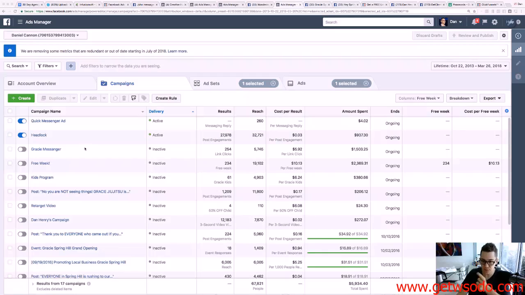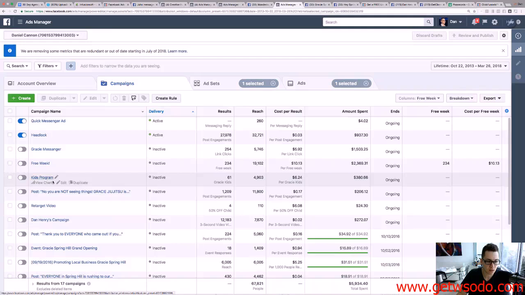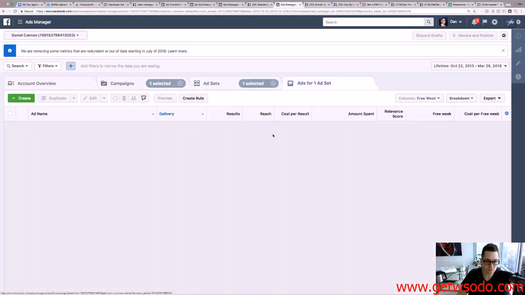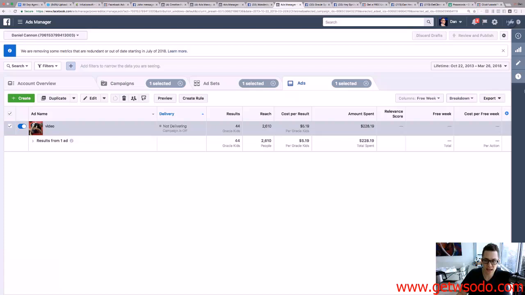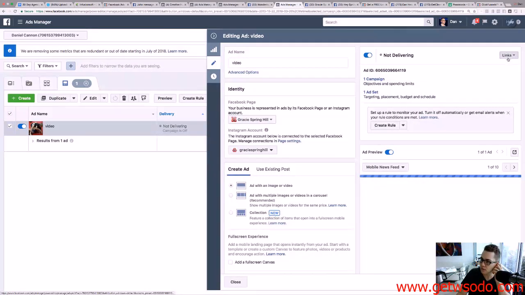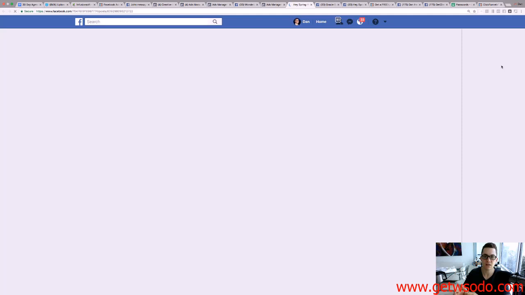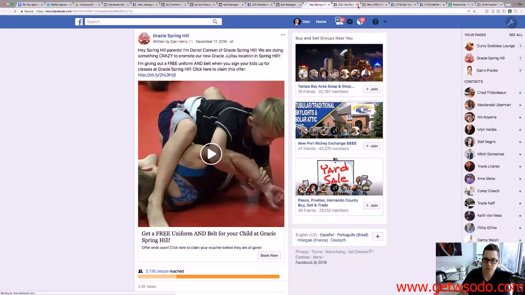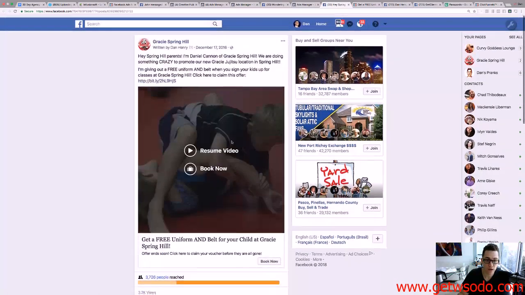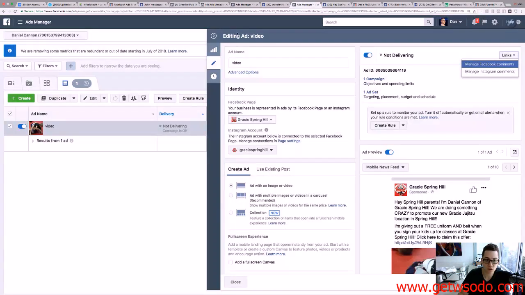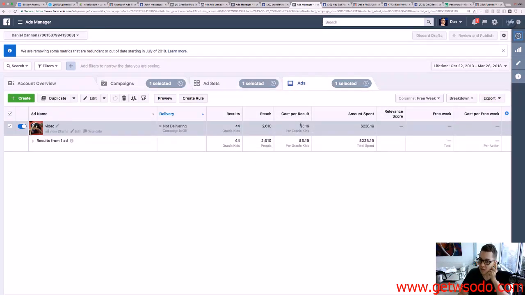So let me give you some examples of what I'm talking about. For instance, here's an ad that we ran, and this ad worked for a while. Let's let it load. Eventually the cost went up. We'll notice that the cost here is $5.19.